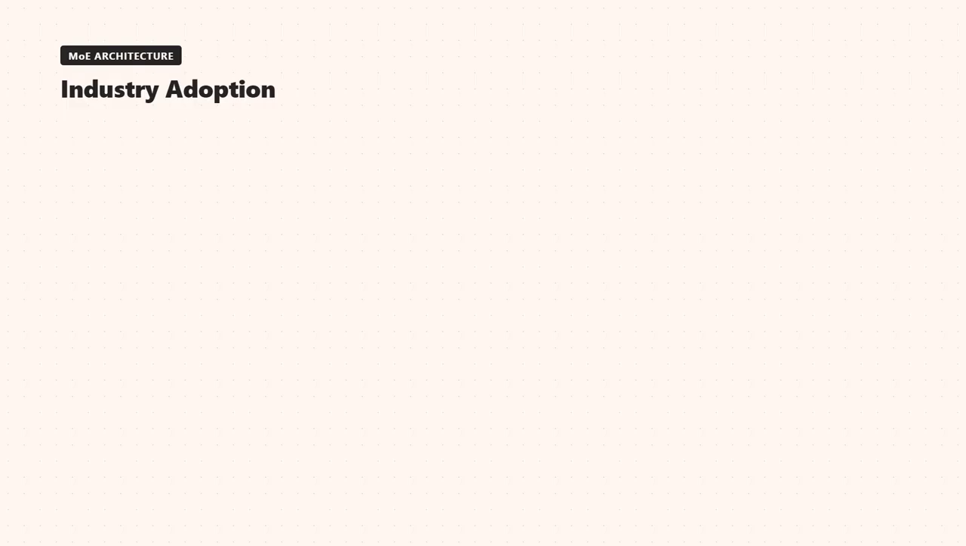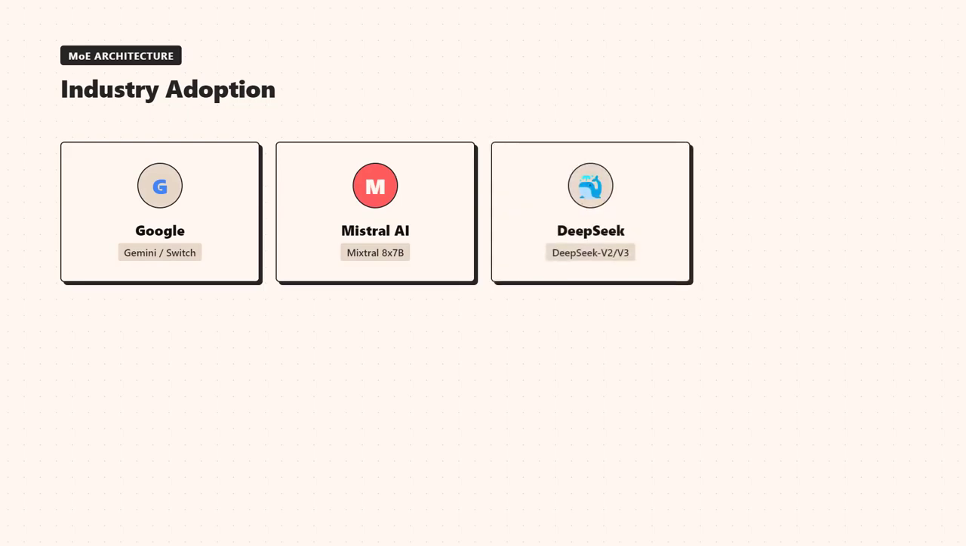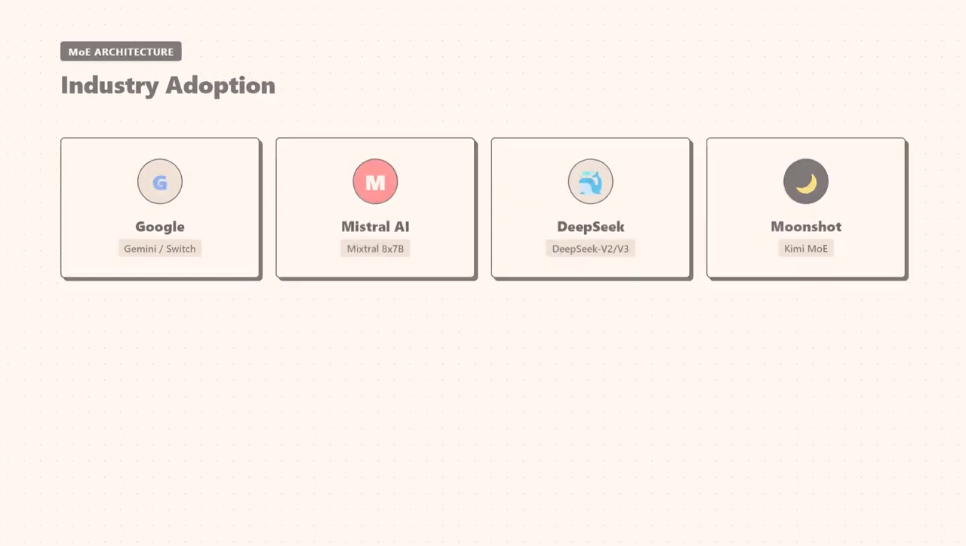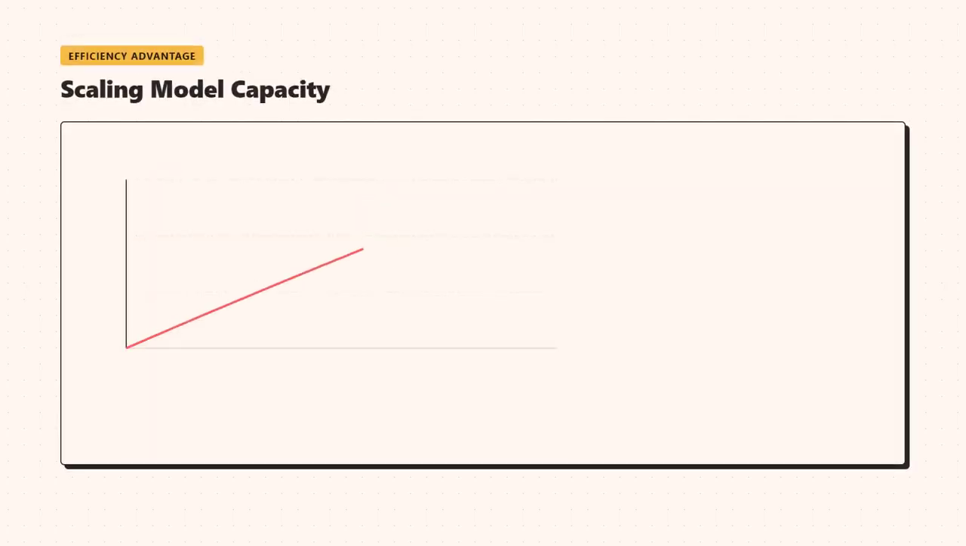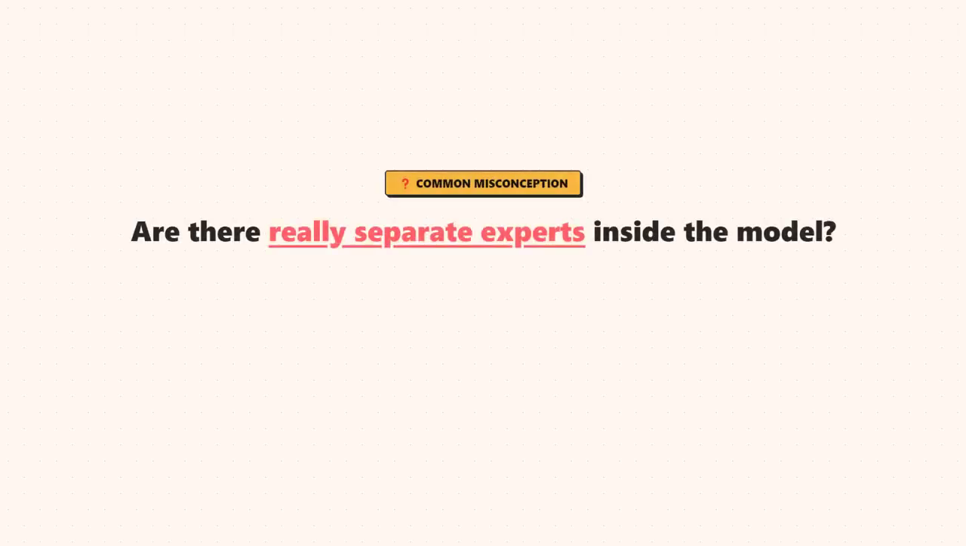You'll see this term attached to models from companies like Google, Mistral, DeepSeek, Moonshot, and several other AI labs. It has become one of the main ways researchers make models larger without increasing the computational cost at exactly the same rate. But the name also creates confusion.